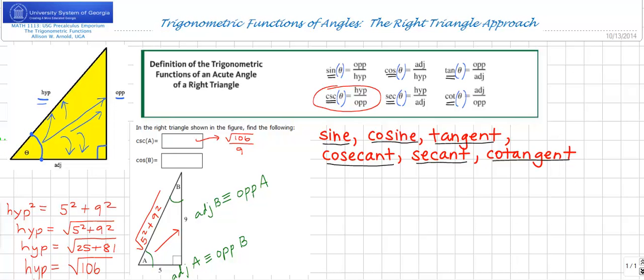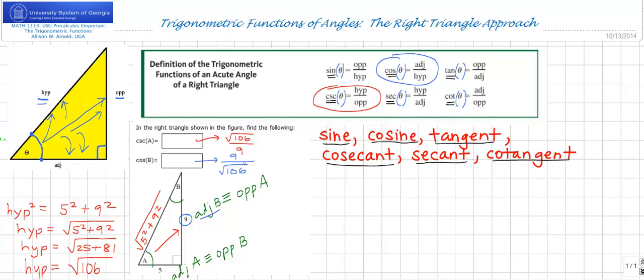The next question is for the cosine of the angle B. Let's look at our cosine definition. Cosine would be the side adjacent B divided by the hypotenuse. The side adjacent B has length 9, and the hypotenuse, as we found from the Pythagorean theorem, has the value square root of 106. And these angles, of course, are all acute. A and B are acute.